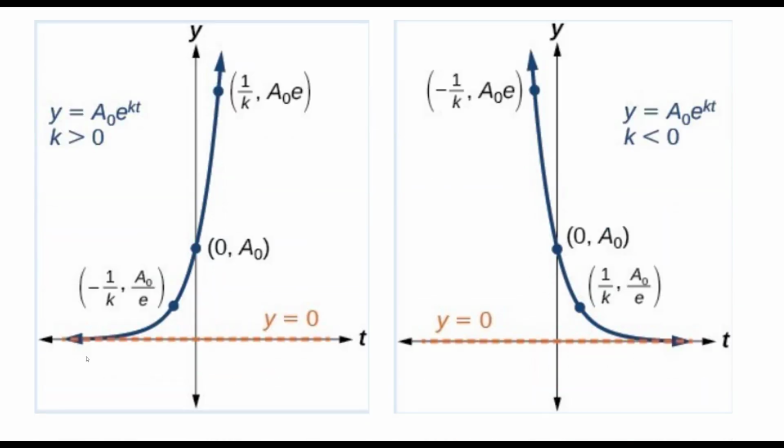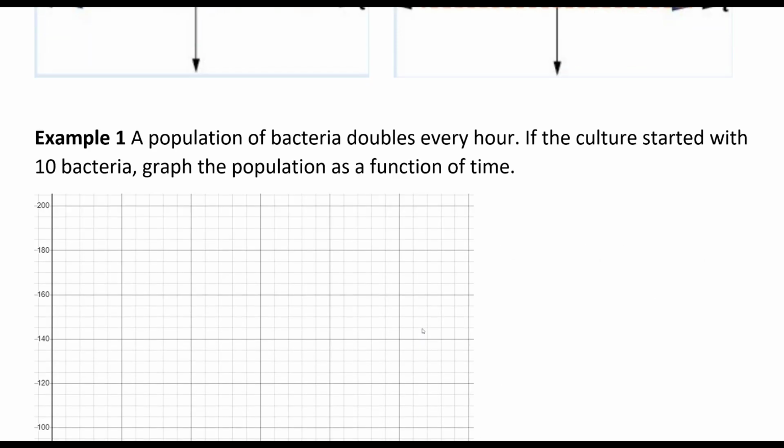So we have two graphs here. This is an example, one here on the left, of an increasing function. So it's exponential growth. And over here on the right, it's a decreasing function, exponential decay. So our k is negative in this case.